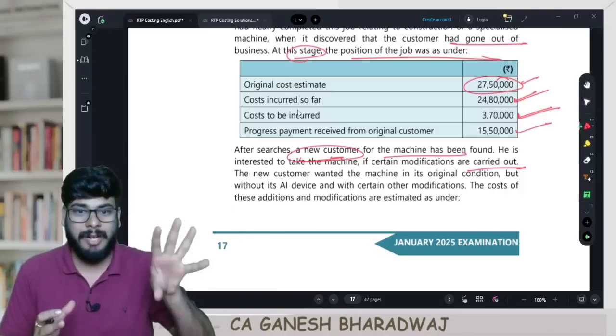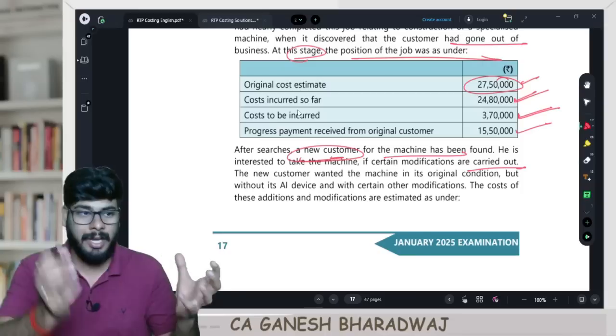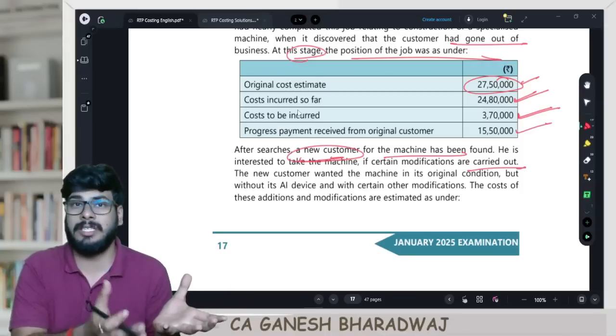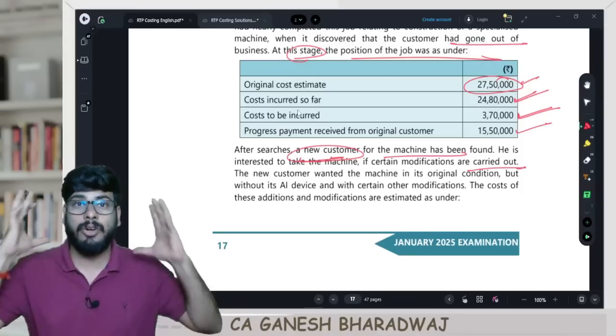You have made one order for someone, and that guy in between has run away. Now with this, what are you trying to do? You are trying to search for some customers who are ready to buy it from you. Look, this is the background.